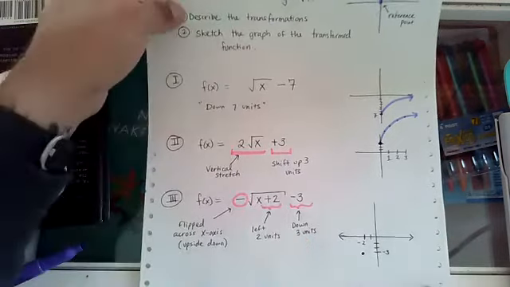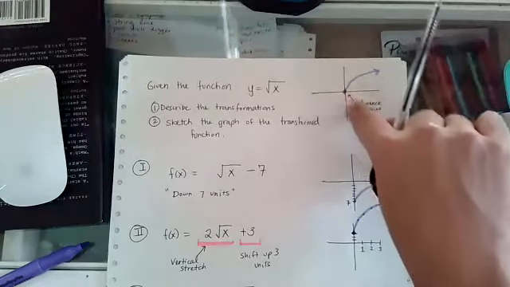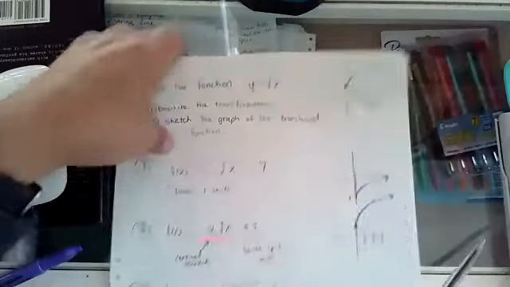And we just flipped the parent function across the x-axis. So now we should be sort of shooting this arrow in this direction. It's upside down now.